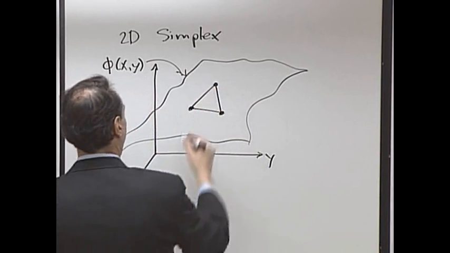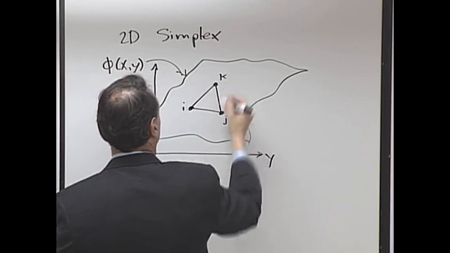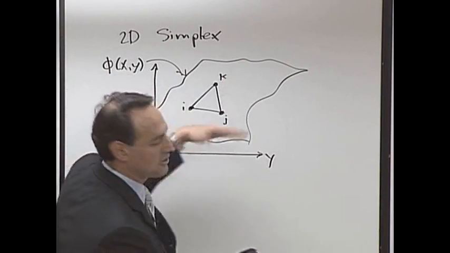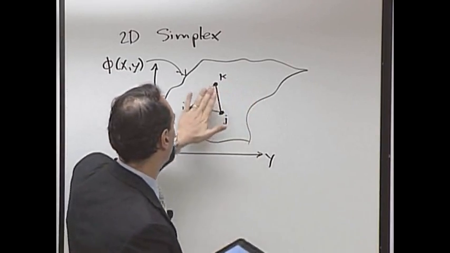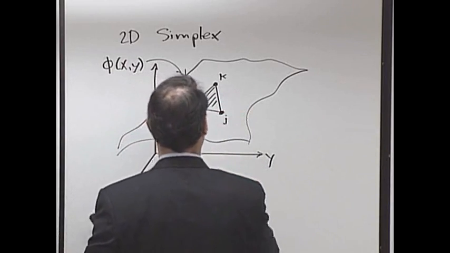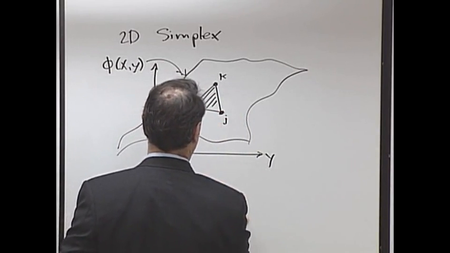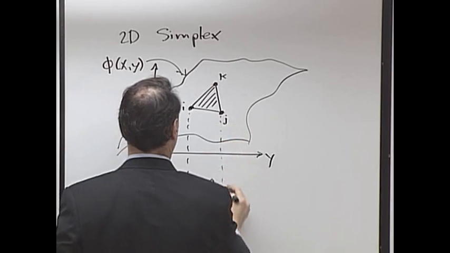Okay? So now I have I, J, K. So instead of actually having the exact solution, I'm going to approximate this little patch here by a plane. Right? There's my plane. And let's do a projection down onto the xy axis.